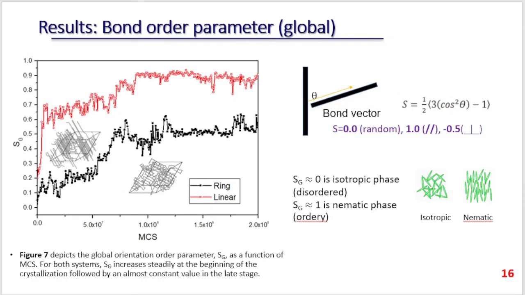Now we investigate the overall bond orientation in the system using the global order parameter calculated from all bonds. The linear chain achieved an S_G value of about 0.9, which is substantially larger than for the cyclic chains, whose S_G value is equal to 0.5. This result suggests that the linear chain can form a crystal with a more ordered structure compared to the cyclic topology. The lower S_G value of the ring system might be the effect of more lap folding for the ring, forming a double layer in the crystal structure.